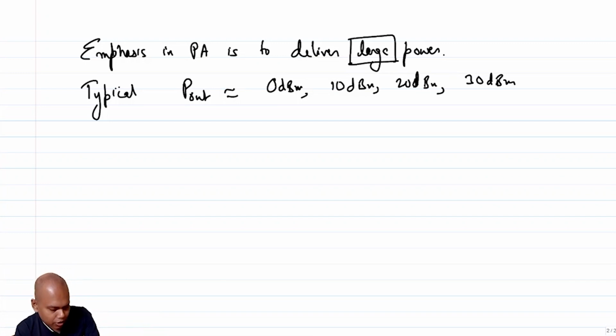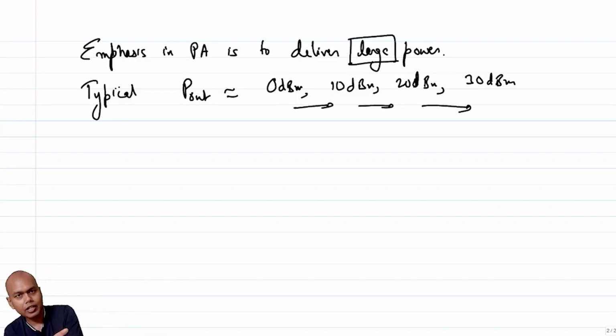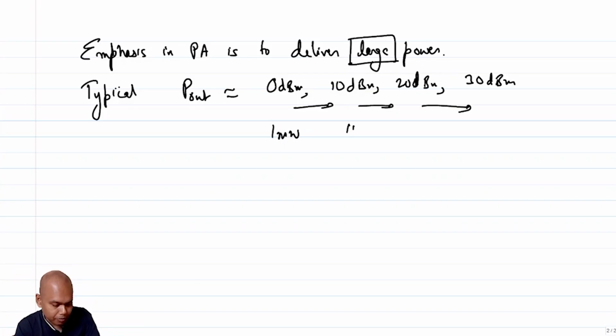But the key thing to note is that these are all going up by a factor of 10 dB, the way I have written it out. But it's not necessary that they always have to increase by a factor of 10 dB. What does this increment of 10 dB mean? 0 dBm essentially means 1 milliwatt, 10 dBm means 10 milliwatt, 20 dBm means 100 milliwatt, and 30 dBm means 1000 milliwatt or 1 watt.